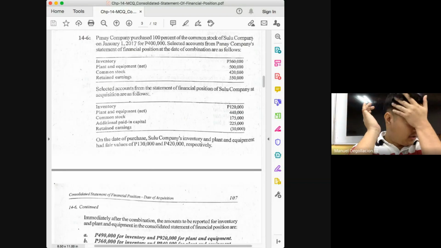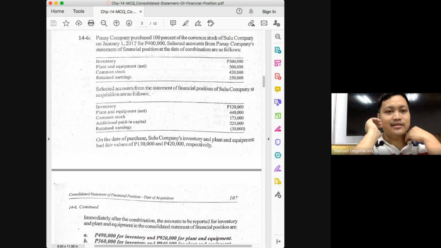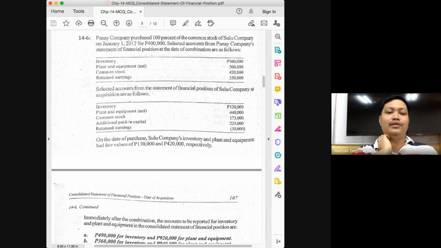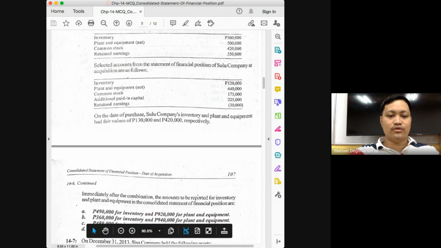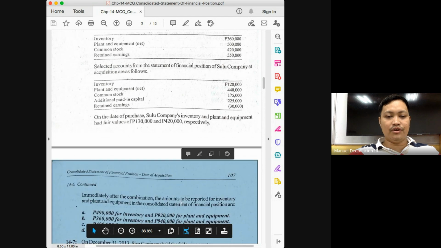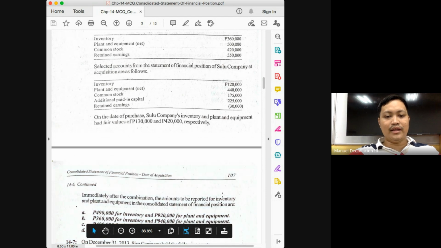Let's start with 14-6. Question here is fairly easy, class. Immediately after the combination, the amounts to be reported for inventory and plant equipment in the consolidated statement of financial position are, basically you're being asked to solve for the amount to be reported in the consolidated balance sheet for your inventory and plant and equipment.